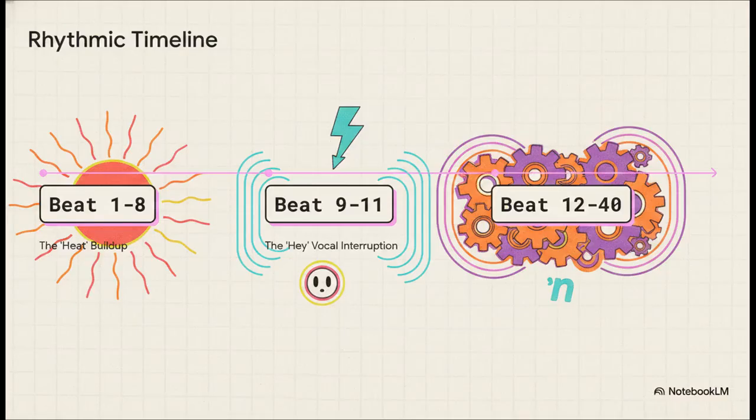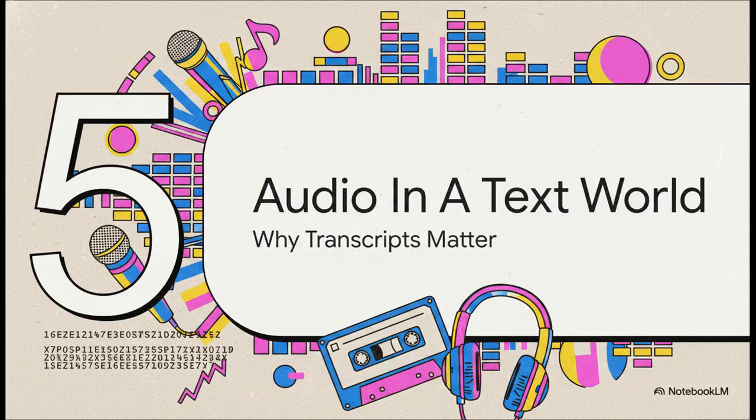So let's lay this out on a rhythmic timeline. It starts with an 8-beat heat buildup, establishing the foundational tempo of the track. Then, it gracefully transitions into a 3-beat hey interruption, which is likely a slight instrumental shift or maybe a percussion slap picked up by the AI. And then it locks right back into a relentless heat rhythm for the remainder of the piece, interrupted only once by that rogue n.